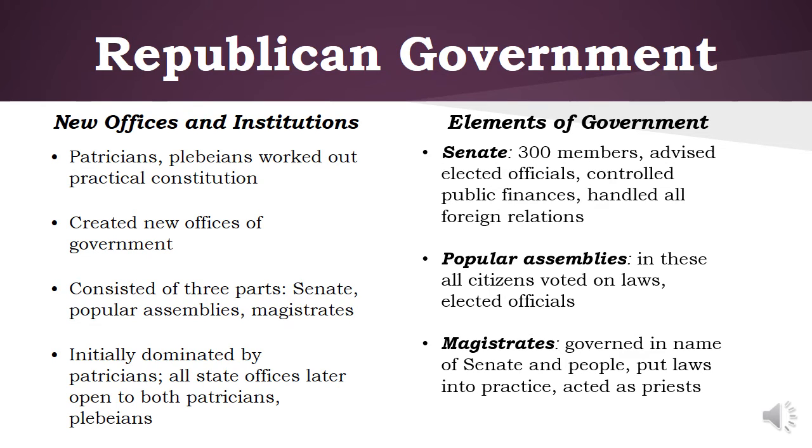The Popular Assembly is the other part of the legislative branch. This is going to be for all citizens who obviously are male, and they're going to vote on the laws. They're going to write the laws, they're going to vote on them, and then they're going to elect who those magistrates are going to be.